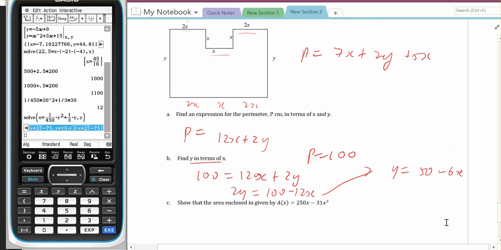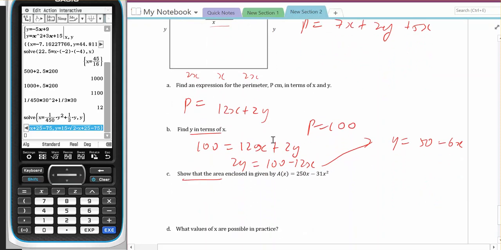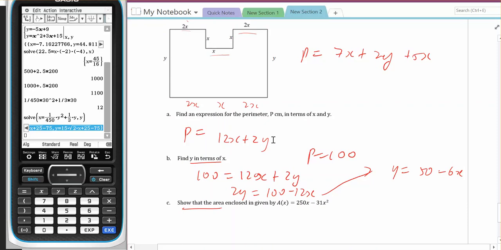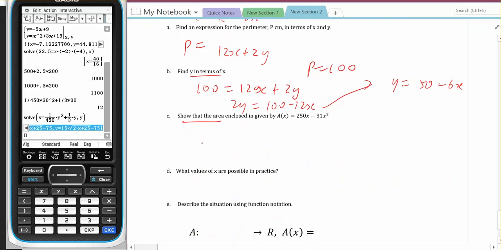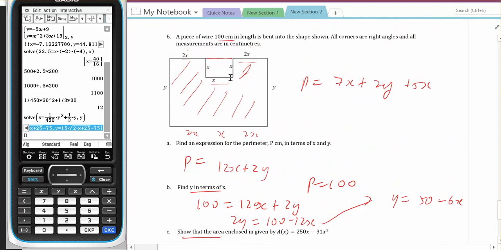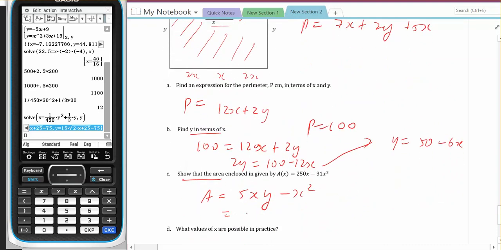Show that the area enclosed is that. Show means show step by step how the area is given by that. Now the easiest way to do the area is to take the total area minus this part. So the total area of the rectangle would be 5x by y, but you're subtracting the small square, which is x by x, minus x squared. Now we're not done yet. We know that y is given by 50 minus 6x. So that's minus x squared. Let's solve this.